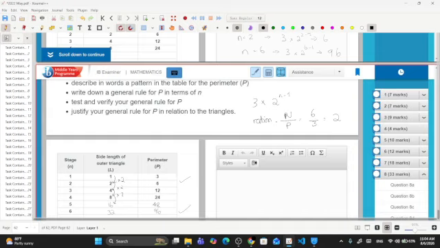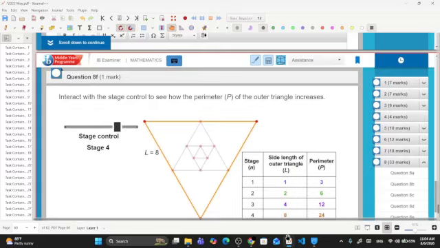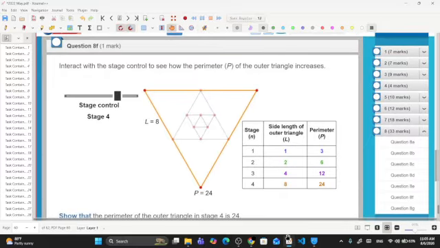Alright, then we have the justification. Now look, at the first stage, the side length was 1, right? And at each subsequent stage, what happened? The outer side length doubled relative to the stage n. So, what's happening here? Have a look. The outer side length is doubling. Okay?